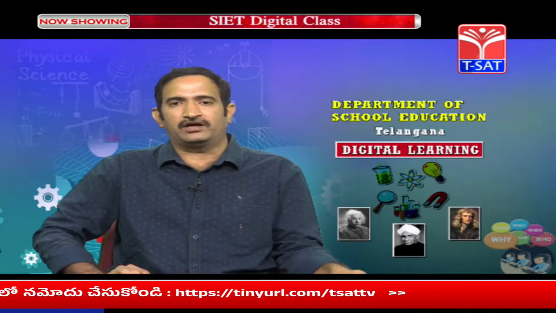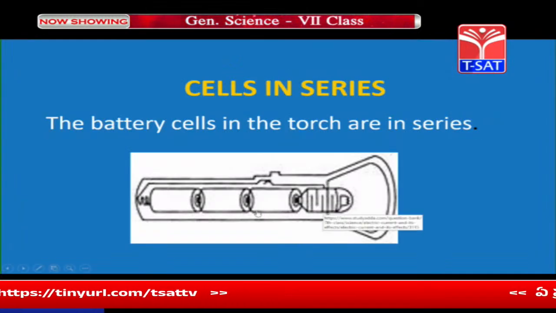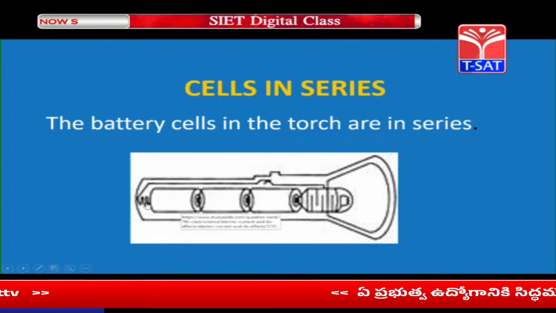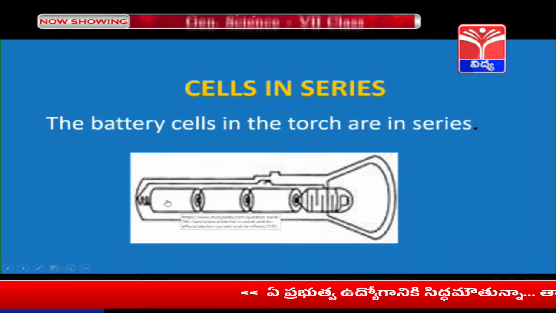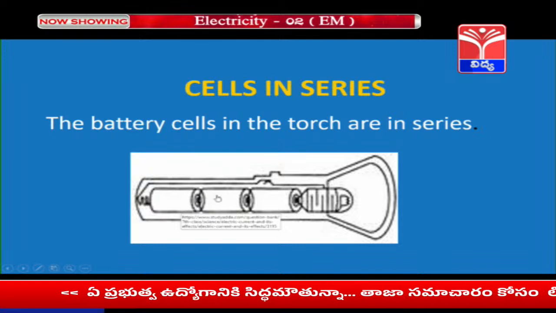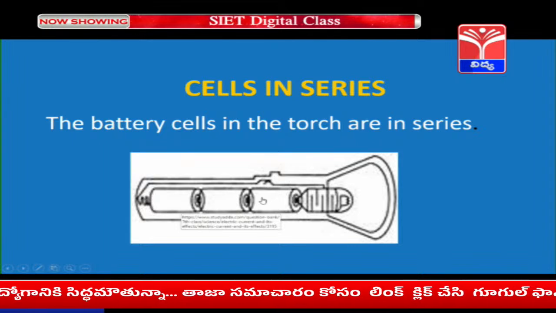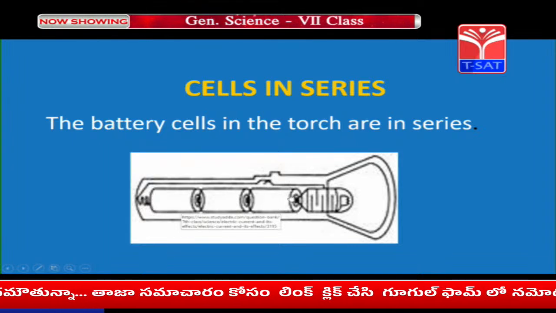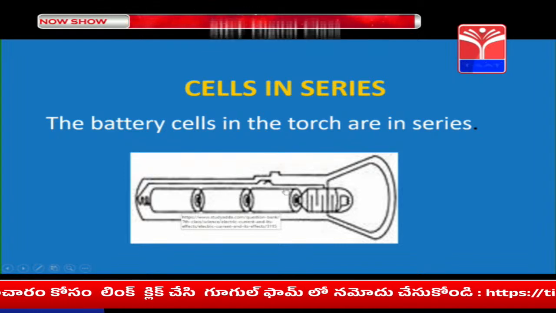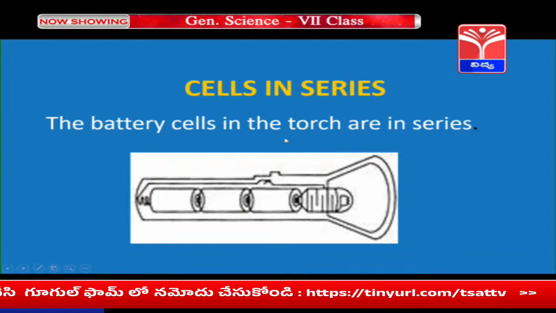The battery cells in the torch light are in series. Now let us see. Here there are 3 cells in the torch. Here see, first the negative terminal of the first cell is connected to the positive terminal of another cell. Now here the negative terminal of the second cell is connected with the positive terminal of the third cell. It is connected to the bulb. There is a switch. Whenever we switch it on, the bulb glows. In a torchlight, the arrangement of cells will be in series.